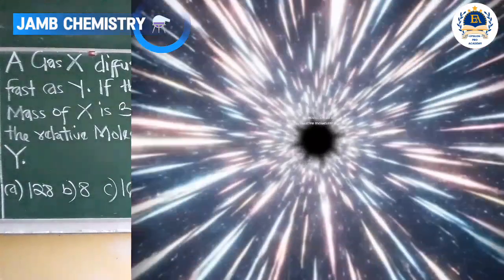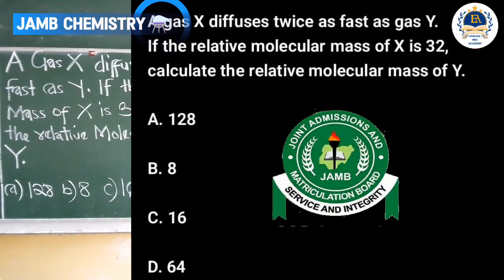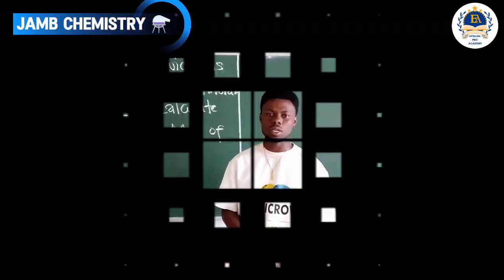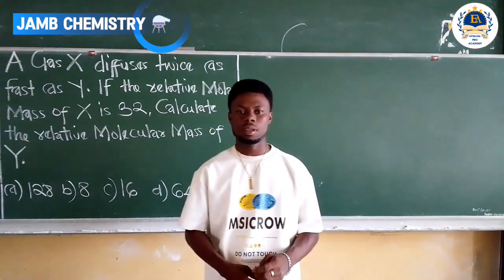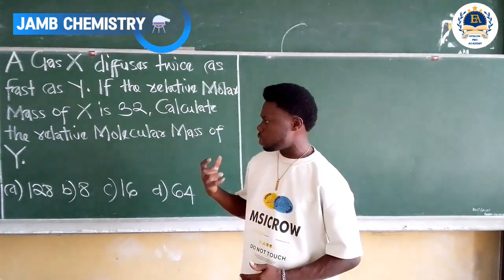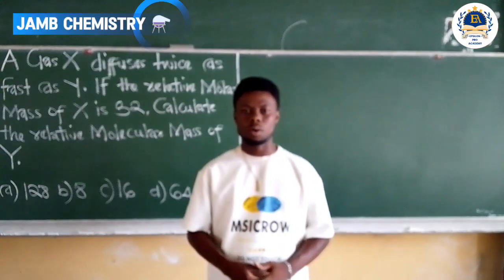50%. A gas X diffuses twice as fast as Y. If the relative molar mass of X is 32, calculate the relative molecular mass of Y. This question on the board could only be solved in accordance to Graham's law of diffusion. Now, before jumping into a calculation, let us state the law.